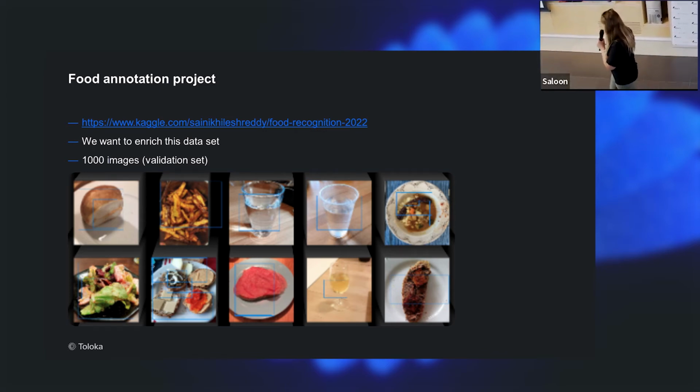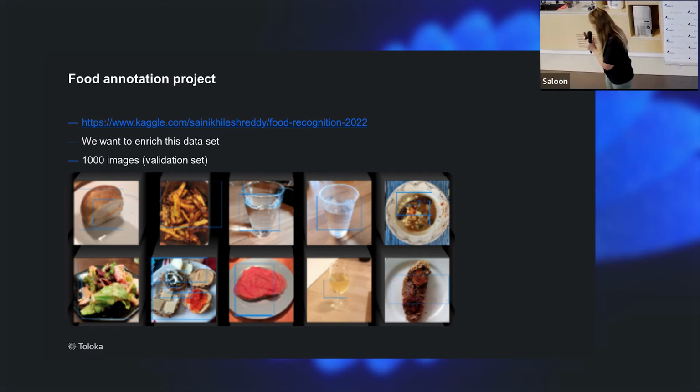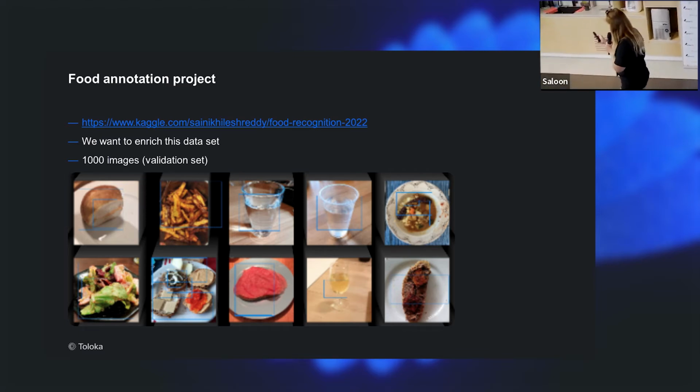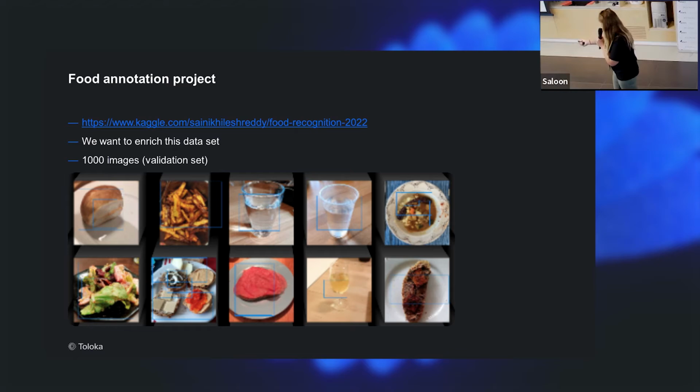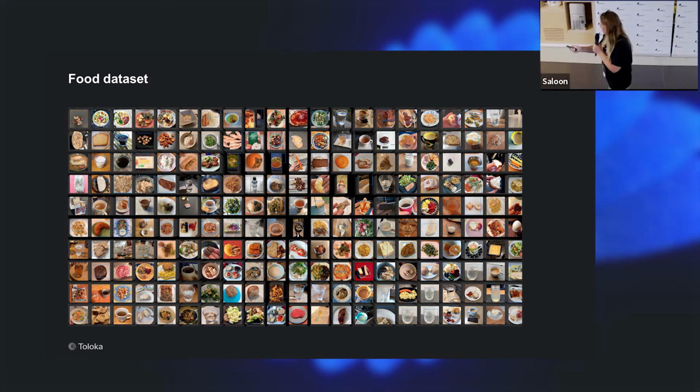This is some sample images you can see on this data set. You can see that it has been already annotated with some bounding boxes, but we wanted to add something. And we looked at the images in this data set. I want to show you a few more examples, so you have an idea how it looks like. And what we thought about it.